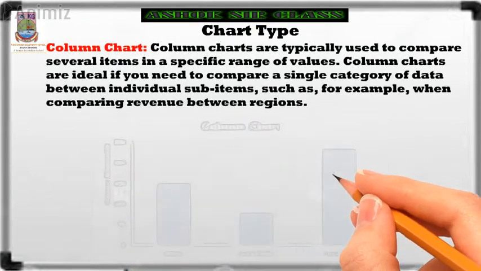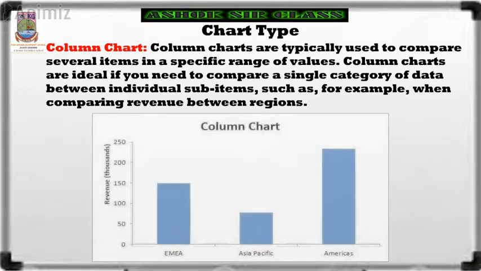Column chart. Column charts are typically used to compare several items in a specific range of values. Column charts are ideal if you need to compare a single category of data between individual sub-items, such as, for example, when comparing revenue between regions.